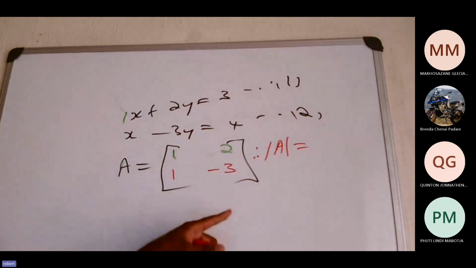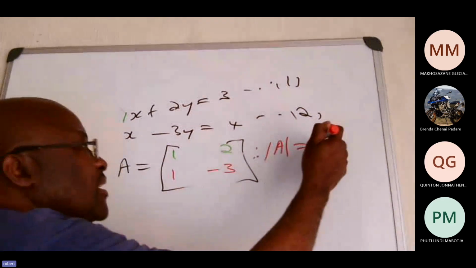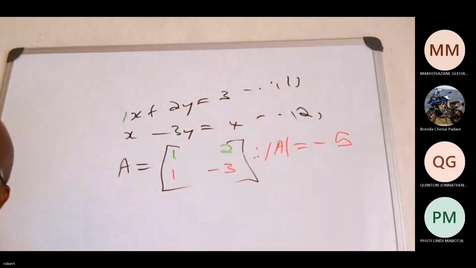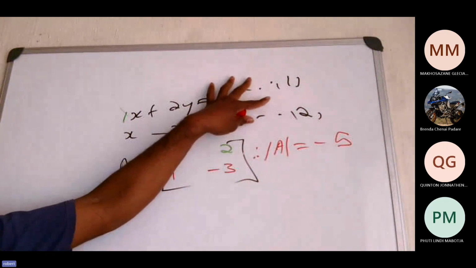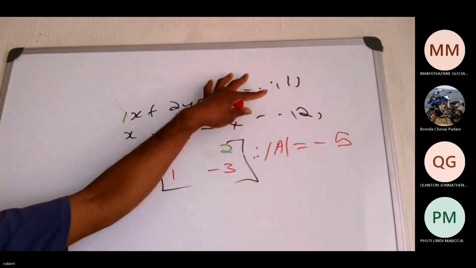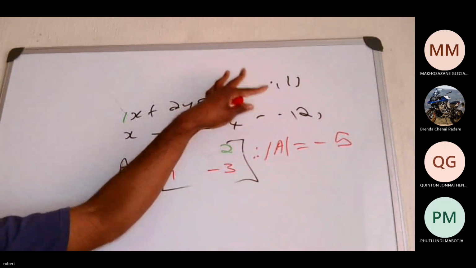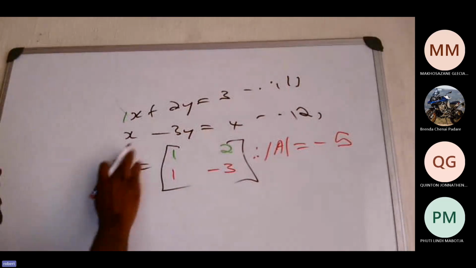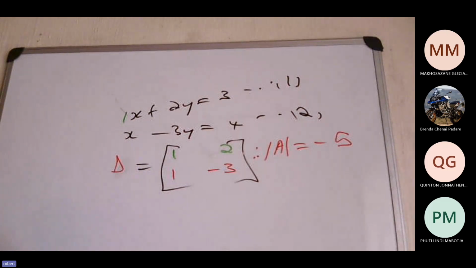So what is the determinant of this? It will simply be minus 3 minus 2, which is minus 5. And because the determinant is not 0, it has a solution using Cramer's rule. With Cramer's rule, we normally denote it by D.